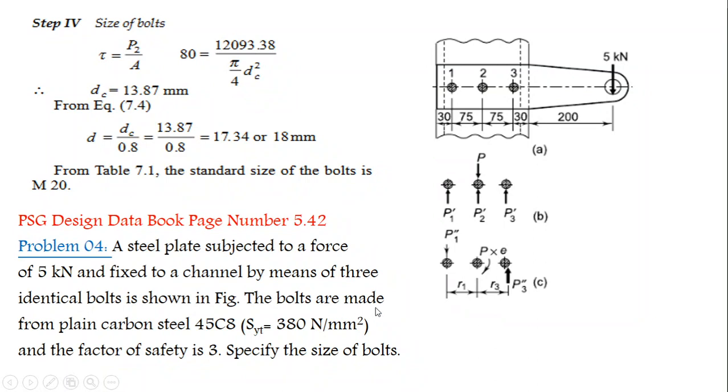The bolts are made from the plain carbon steel 48C8. The yield strength is 380 Newton per millimeter square, and the factor of safety is 3. Specify the size of the bolt. With this condition, we have to find the suitable size of the bolt in this structure.